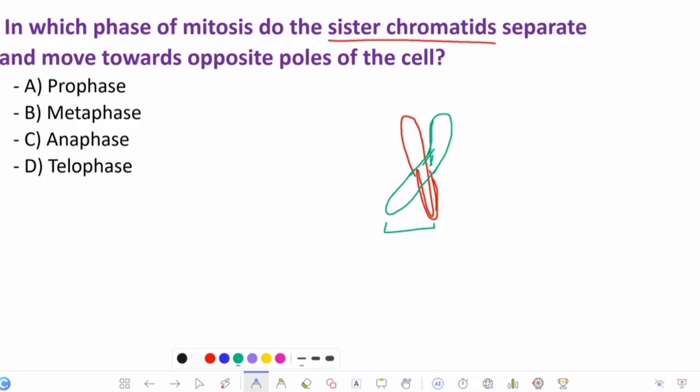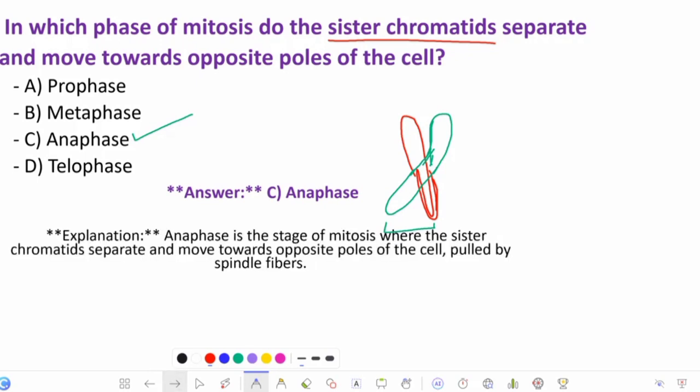It is the phase of anaphase. Anaphase is the phase where sister chromatids are separated from each other and move to the opposite poles to form new cells. Anaphase is a stage of mitosis where sister chromatids separate and move towards opposite poles of the cell, pulled by spindle fibers. These sister chromatids are pulled to the opposite pole with the help of spindle fibers, because contraction occurs in these spindle fibers, and this contraction separates the sister chromatids.